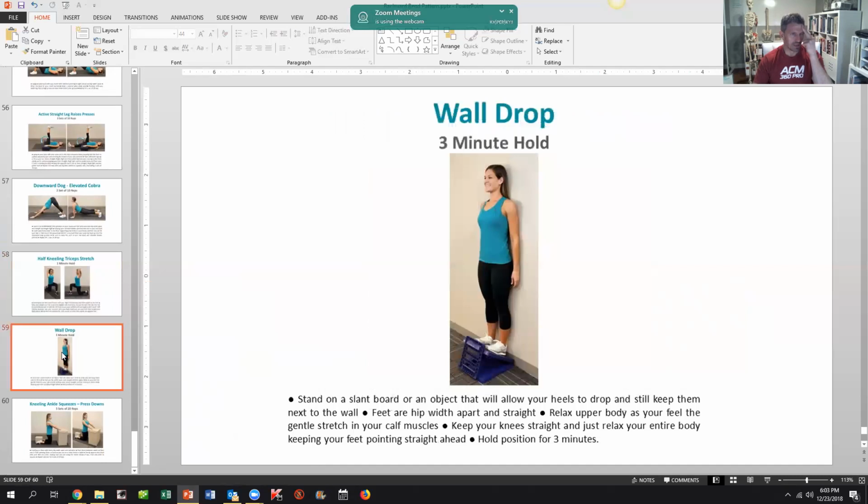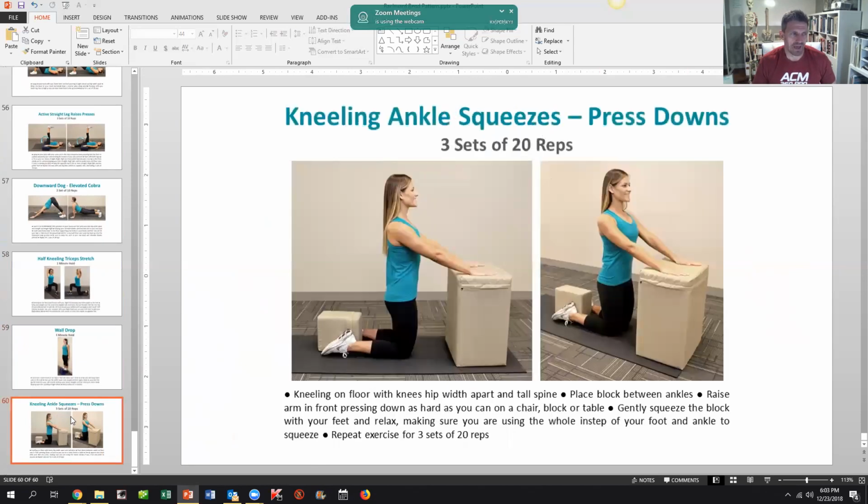I go into the wall drop just because that backward bend has a component to hip ankle mobility, and so I'll throw a wall drop in whether it's in the beginning or the end. I usually like to do it in the end because it's a loaded position now. Once their hip is starting to learn how to move into a better position, we want to ensure that they're getting true dorsiflexion as well. And then I'll lock it all in with a kneeling ankle squeeze.